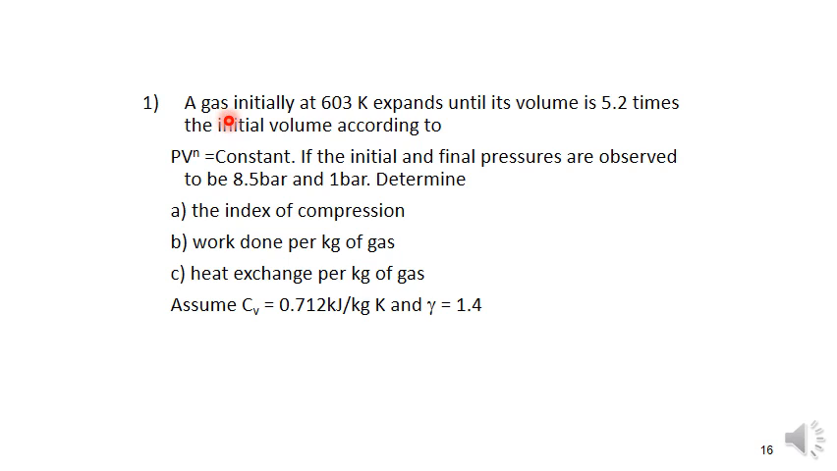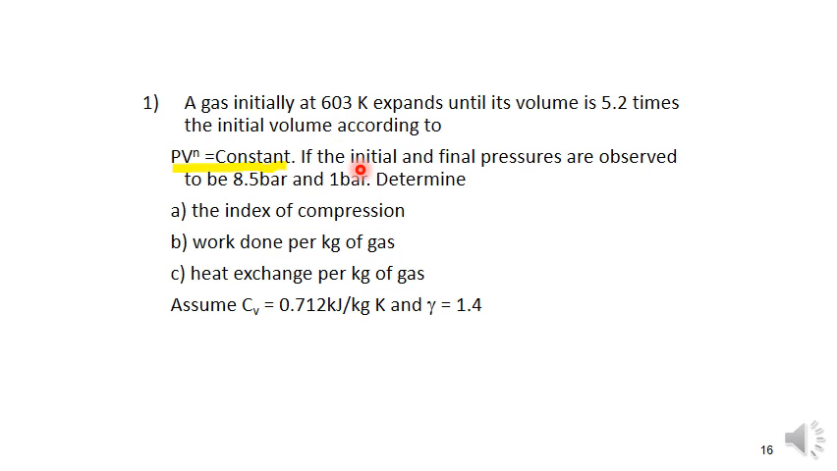A gas initially at 603 Kelvin expands until its volume is 5.2 times the initial volume according to PV power n is equal to constant. So here they have given that PV power n is a constant, it is a polytropic process. They didn't mention it is a polytropic process, but they gave a condition that PV power n is equal to constant. By seeing that condition, we can identify that it is a polytropic process.